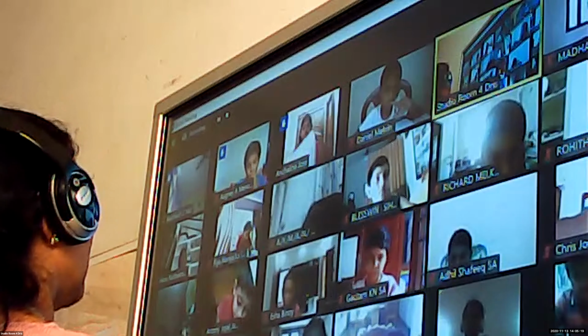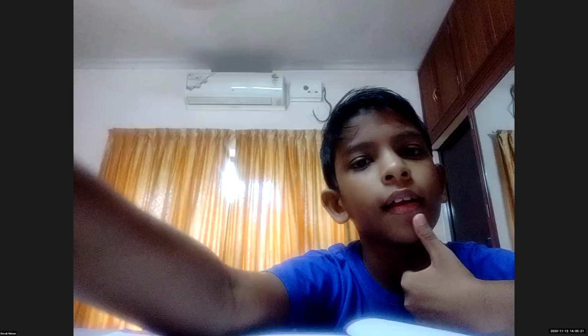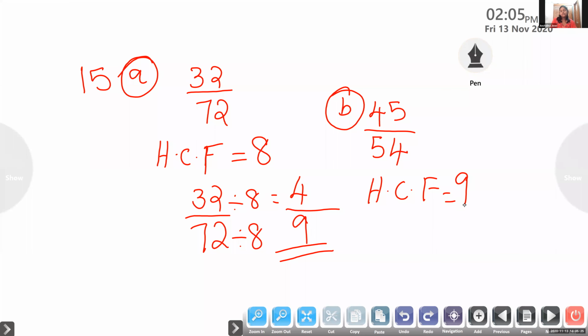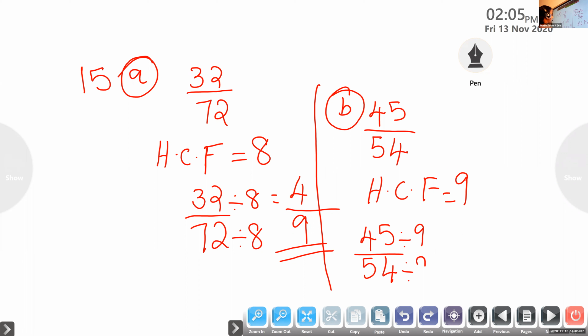9. All of you got 9? Yes. Okay, so divide by 9 and tell me the fraction in the lowest form. 5 by 6. Let me check. 45 by 54. We have to divide by the HCF 9. 5 times 9 is 45 and 6 times 9 is 54. Yes, the answer is correct.